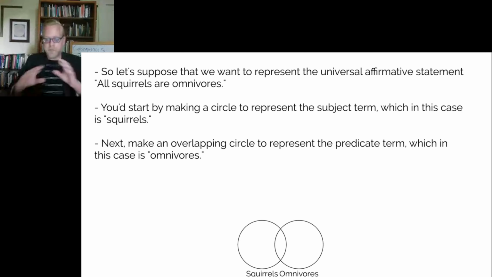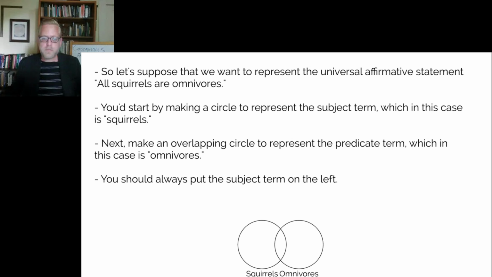So this is where you start. For any categorical statement, it doesn't matter. We chose universal affirmative. It doesn't matter which of the 4. You could always start like this. 2 circles, one for the subject, one for the predicate. Subject on the left, predicate on the right.